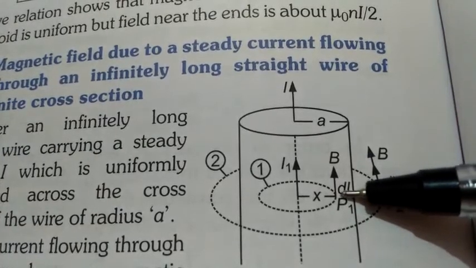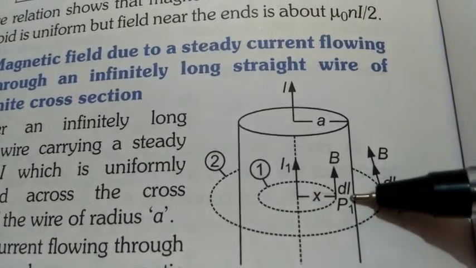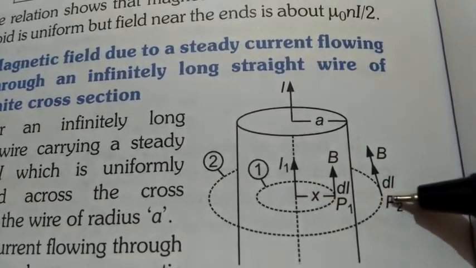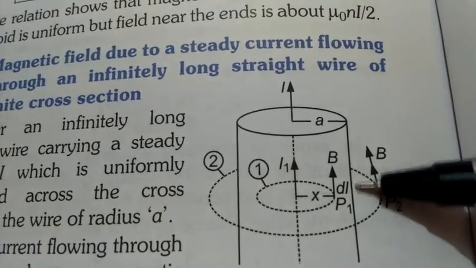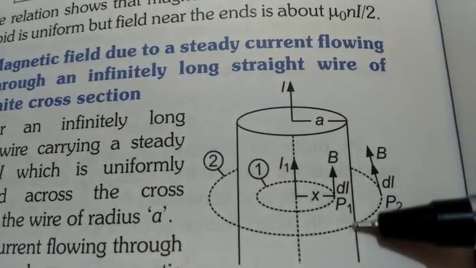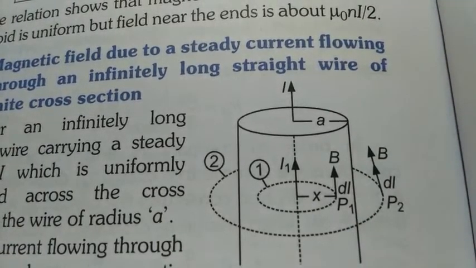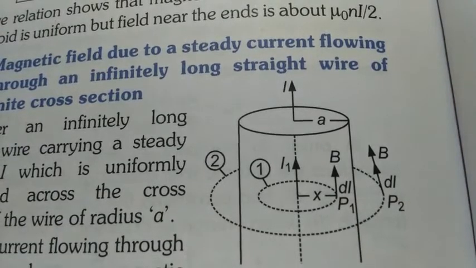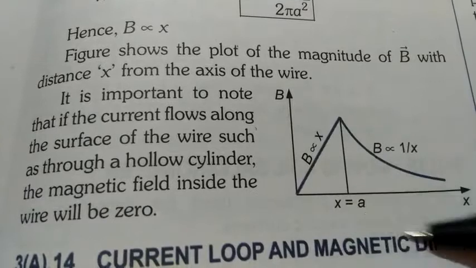If we go inside, the field will decrease. If we go outside, the field will also decrease. So the field is maximum at the edges. On the border of the wire we have the maximum magnetic field. We can also show it in the form of a graph.